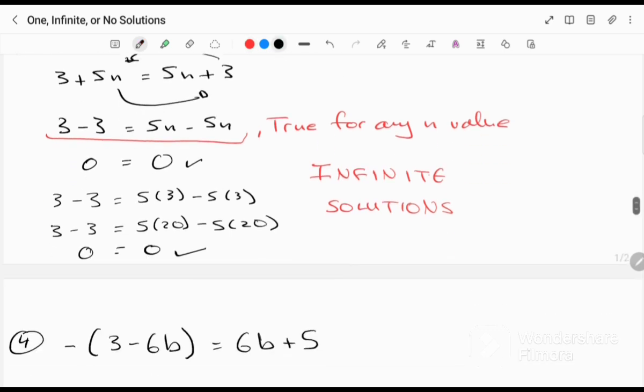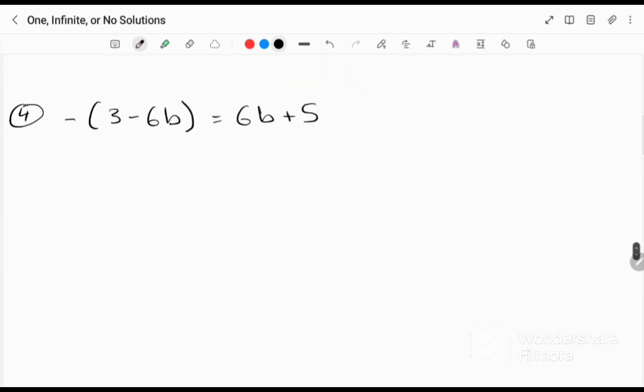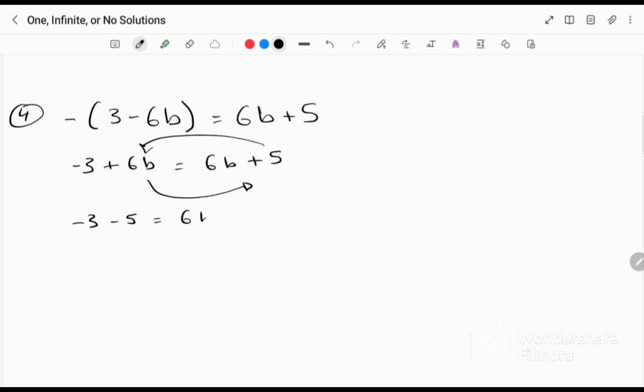Let's go ahead and look at our last example for today. Here we have negative, in parentheses, 3 minus 6b is equal to 6b plus 5. Let's go ahead and simplify this first. We'll open the parentheses. This will become negative 3 plus 6b is equal to 6b plus 5. Let's go ahead and solve for b. So we're going to move 6b to this side, and we're going to move 5 to this side. So we have negative 3 minus 5 is equal to 6b minus 6b.